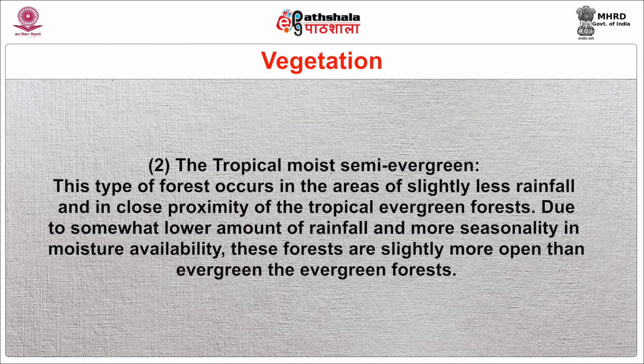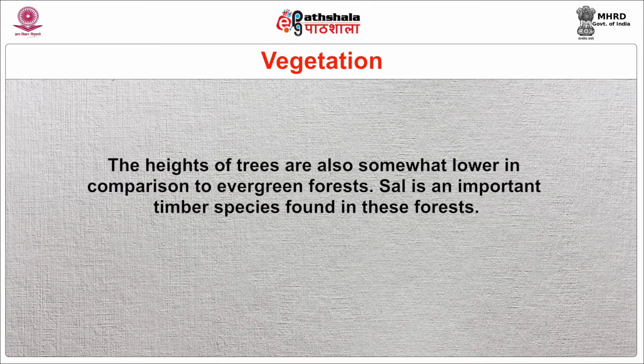The second type is the tropical moist semi-evergreen. This type of forest occurs in the areas of slightly less rainfall and in close proximity to the tropical evergreen forest. Due to somewhat lower amount of rainfall and more seasonality in the moisture availability, these forests are slightly more open than the evergreen forest. The heights of the trees are also somewhat lower in comparison to evergreen forest. Sal is an important timber species found in these forests.